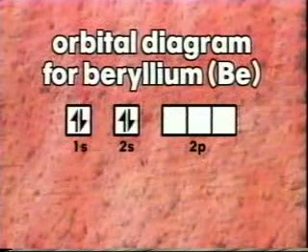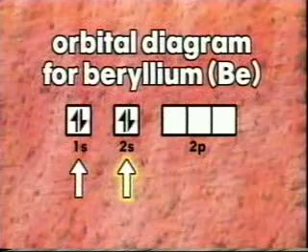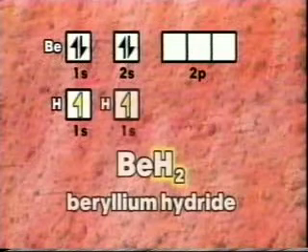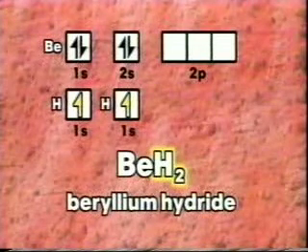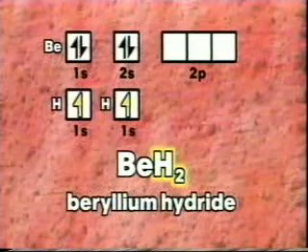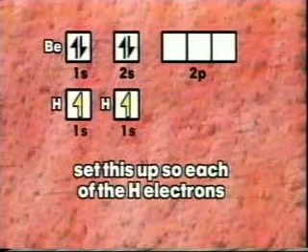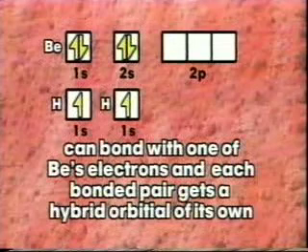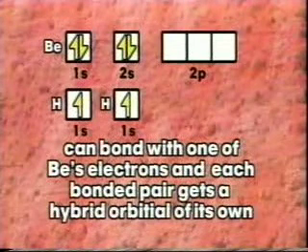Beryllium's electrons fill up one 1s and two 2s orbitals. Here's hydrogen's orbital diagram. It only has a single electron in the 1s orbital, so we have two hydrogens, each with a single electron in its 1s orbital. Now we want to set this up so each of hydrogen's electrons can bond with one of beryllium's electrons, and each bonded pair gets a hybrid orbital of its own.